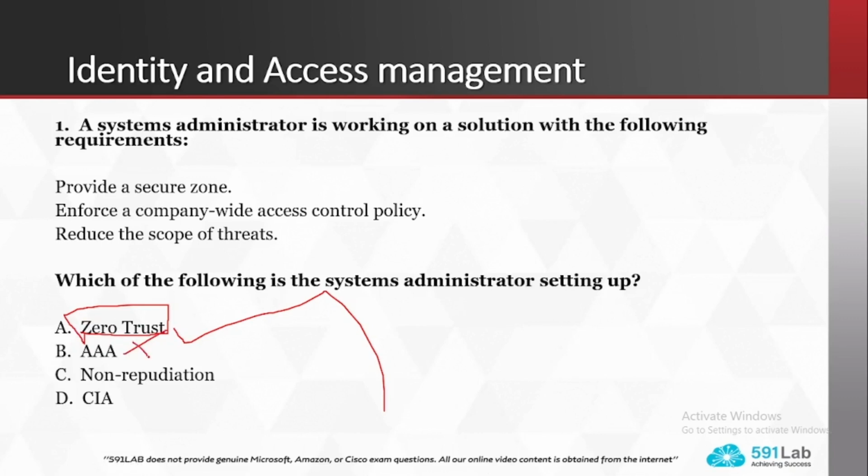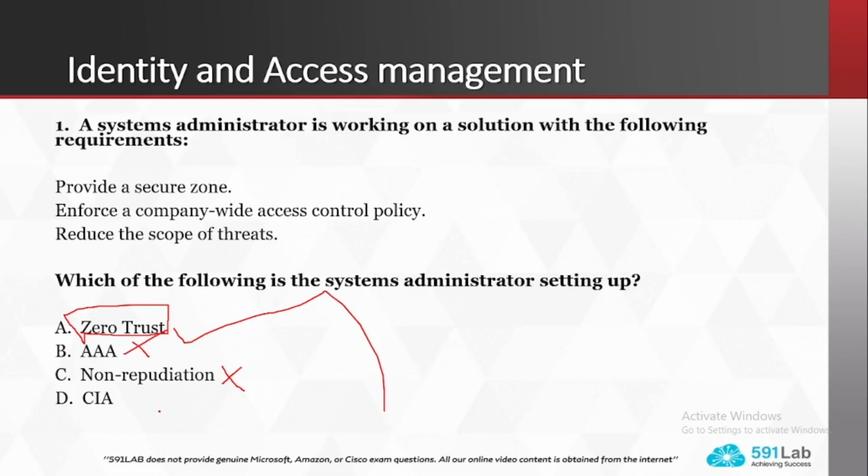It is not the answer because authentication, authorization, and accounting is relevant to security and access control, but it is not a specific solution like zero trust and does not directly address the threats. It can't reduce the threats. So this could not be the answer, while non-repudiation could not be the answer, because this ensures accountability for actions but doesn't focus on creating a secure zone or reducing the scope of threats.